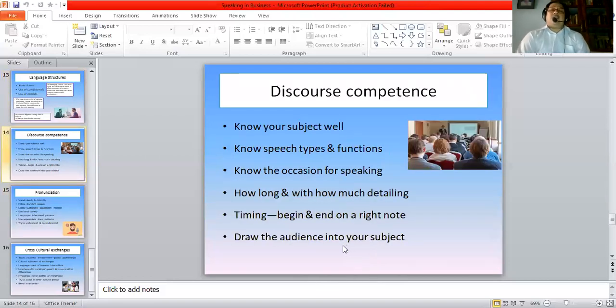Of course, discourse competence. Know your subject. Know the speech functions and types and the occasion when you are speaking and for how long you will be speaking. So the sense of timing is very important to begin and end on the right note and to try and draw the audience into your subject.